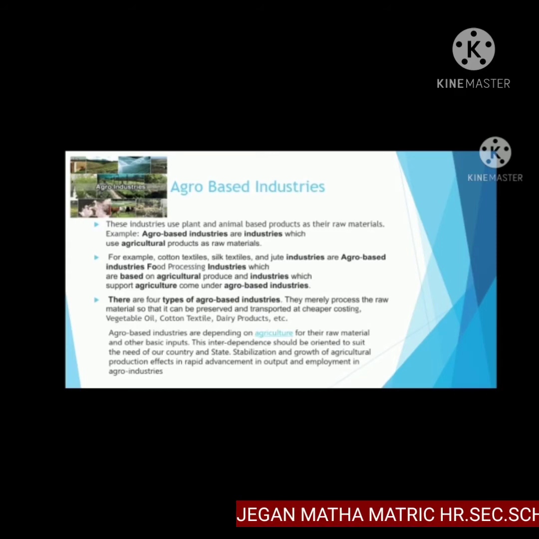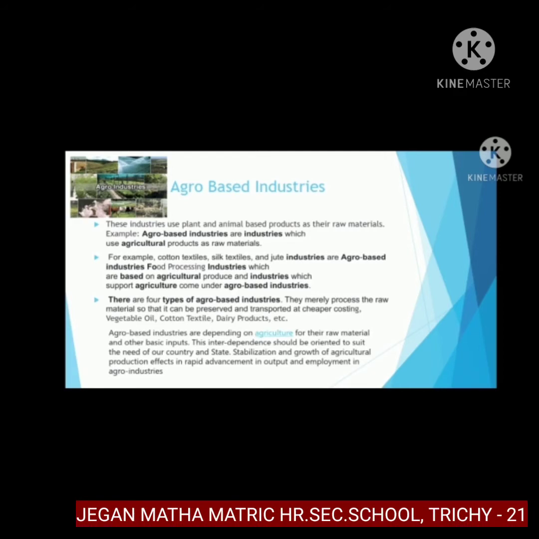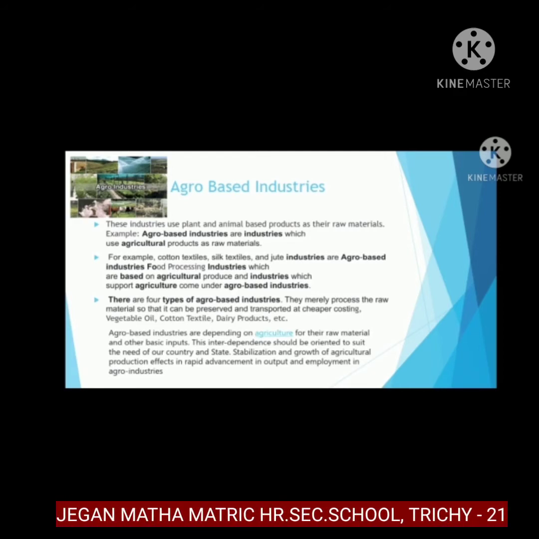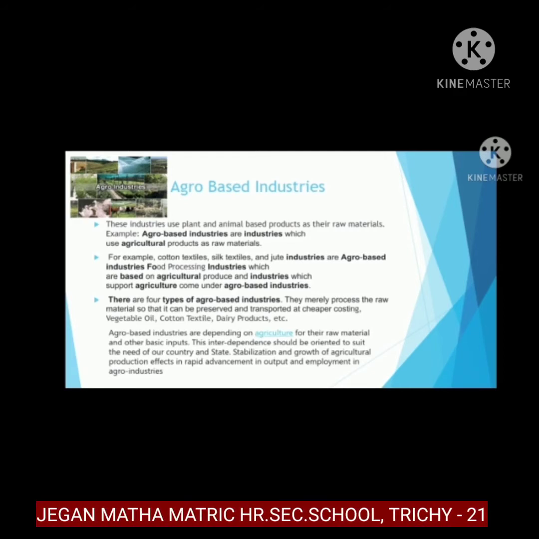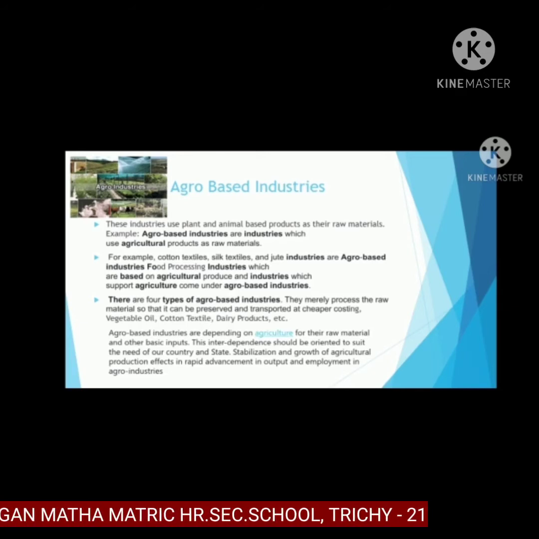Agro-based industries. These industries use plant and animal-based products as their raw material. Agro-based industries are industries which use agriculture products as raw materials. For example, cotton textiles, silk textiles, and the jute industry are agro-based industries. Food processing industries which are based on agriculture produce, and industries which support agriculture, come under agro-based industries.